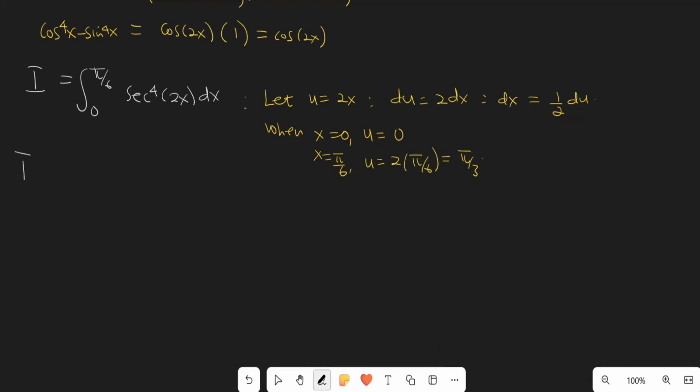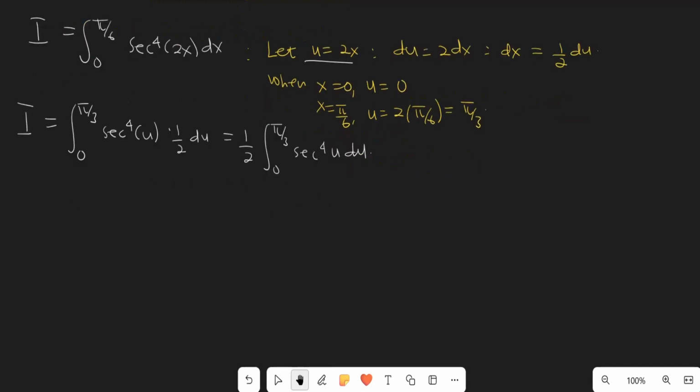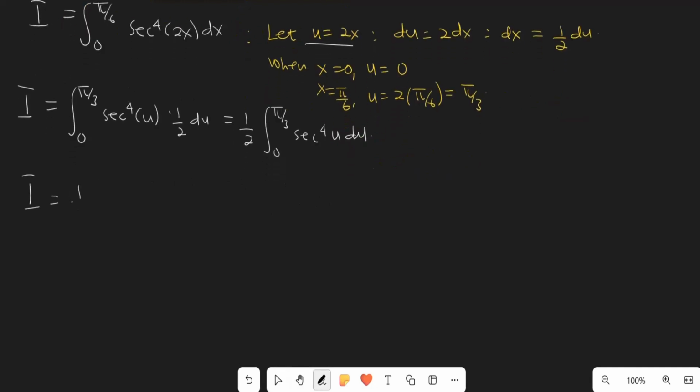And we can now take our integral from the x world into the u world. This is the integral from 0 to pi over 3 now of secant to the 4th power of 2x, where 2x is now u, and dx is now 1/2 du. So this is 1/2 outside the integral from 0 to pi over 3 of secant to the 4th power of u du. Okay, so I is 1/2 the integral from 0 to pi over 3 of secant to the 2nd power of u multiplied by secant to the 2nd power of u du.